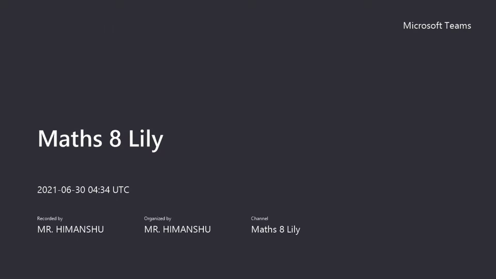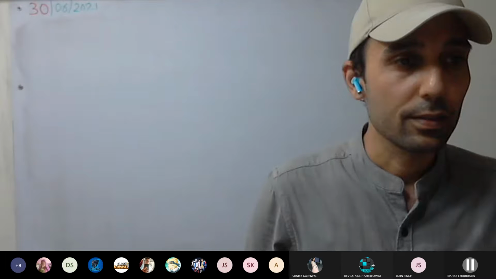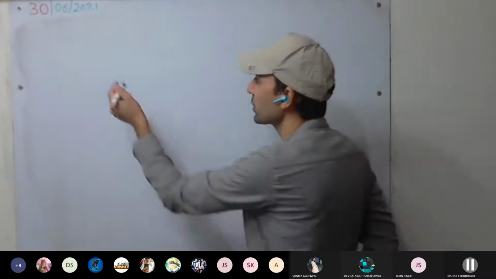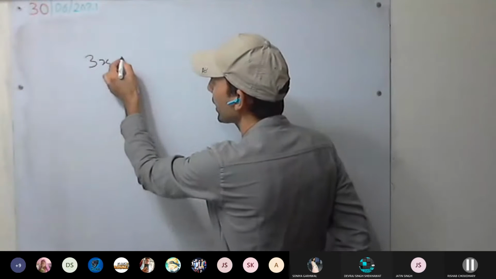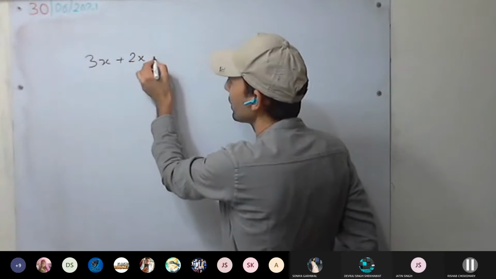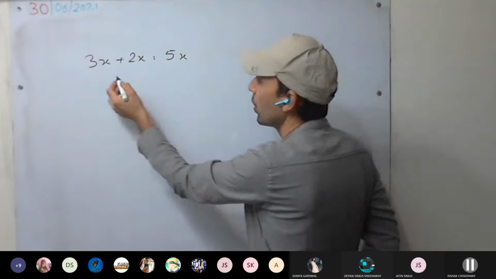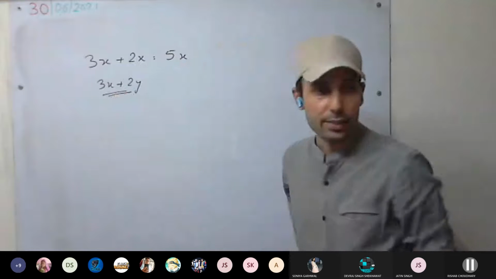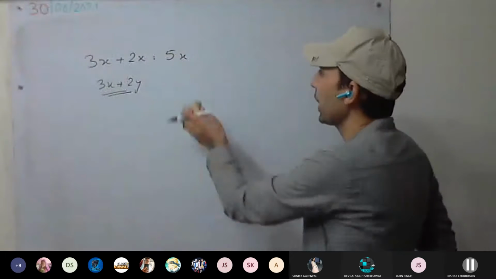Multiplication of algebraic expressions. Multiplication of algebraic expressions will start. Till now we have seen that if we have to add like terms, we simply add them, and unlike terms remain as such. This was the addition. Today we'll be multiplying them.